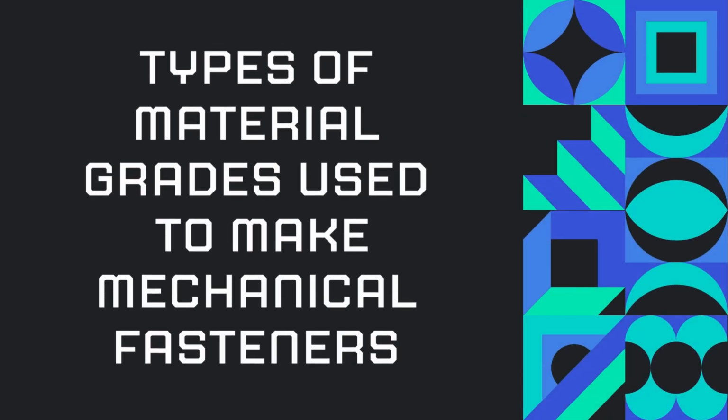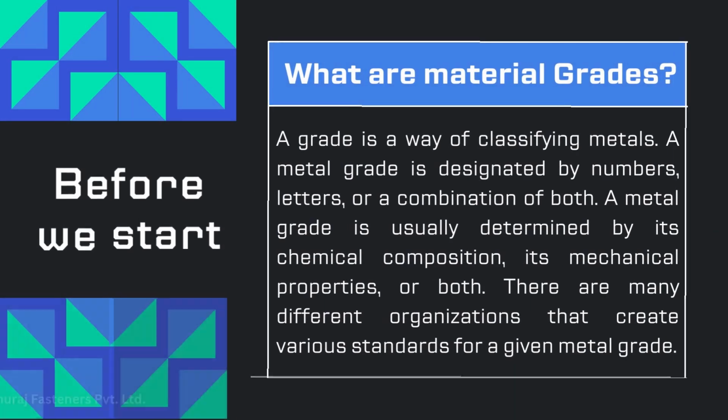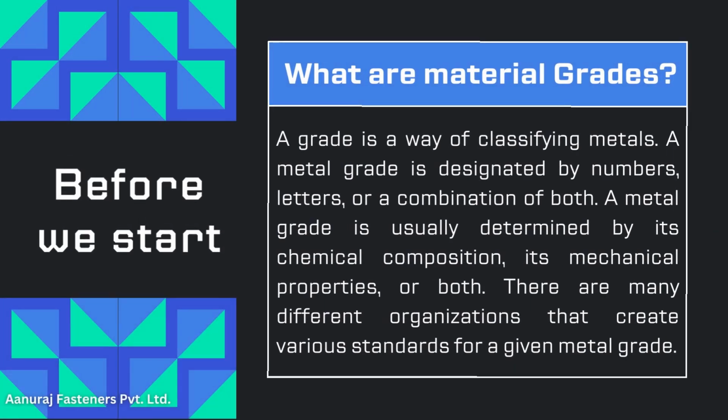Types of material grades used to make mechanical fasteners. What are material grades? A grade is a way of classifying metals. A metal grade is designated by numbers, letters, or a combination of both. A metal grade is usually determined by its chemical composition, its mechanical properties, or both.